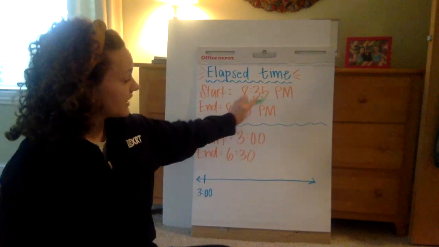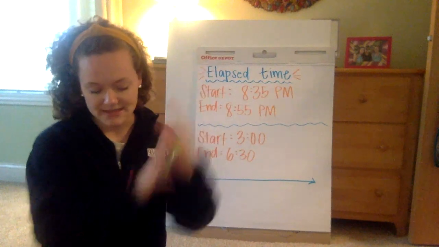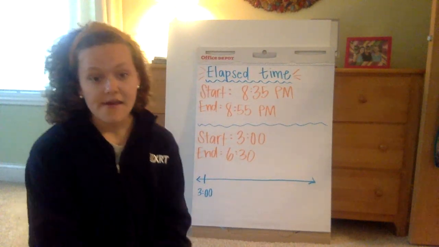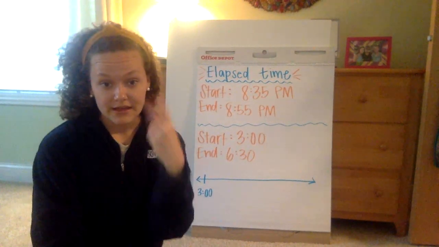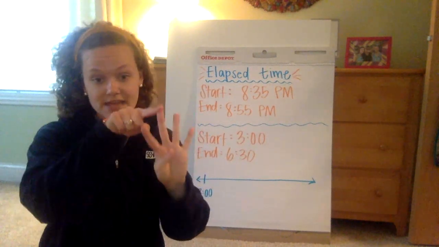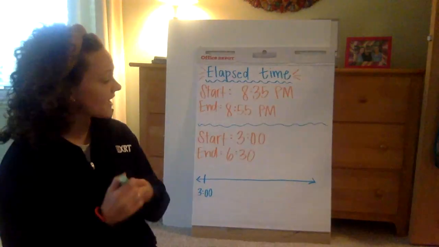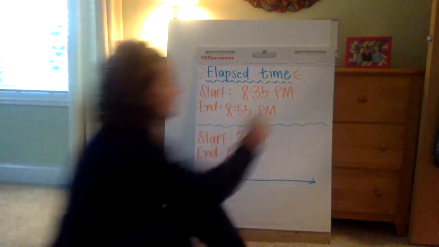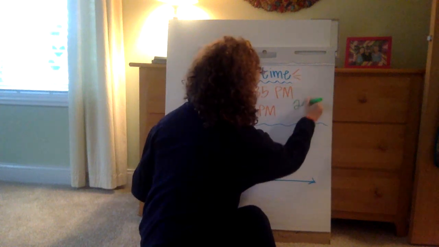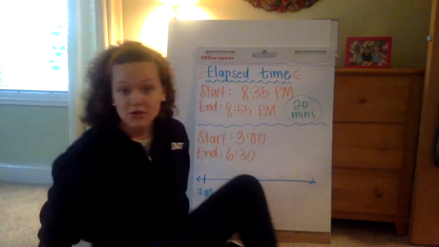Let's not make it harder for ourselves, right? So if we look at between 8:35 and 8:55, if I'm picturing on a clock how much time passed, well, let's just count by fives. 8:35, 8:40, 8:45, 8:50, 8:55. So that's 5, 10, 15, 20 minutes. So our elapsed time for 8:35 and 8:55 is 20 minutes. And if you guys want to take notes with me, you totally can.